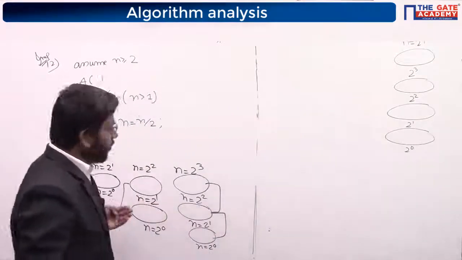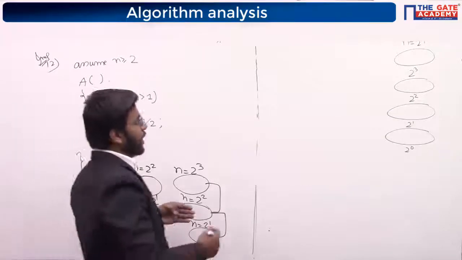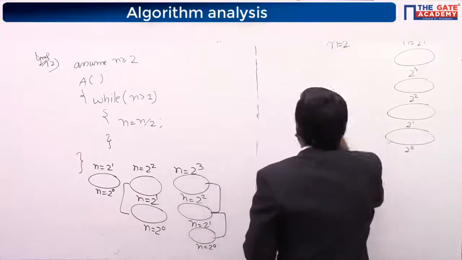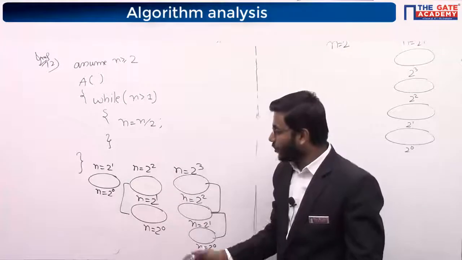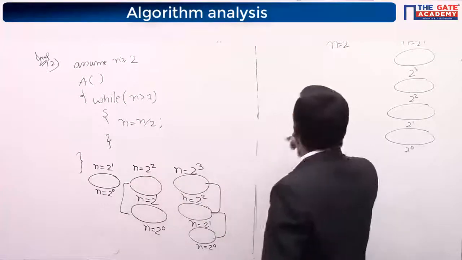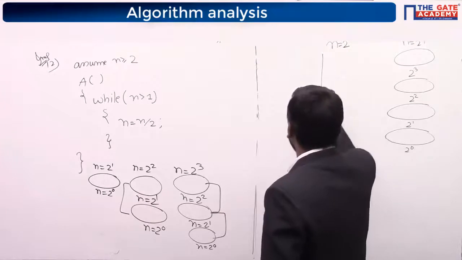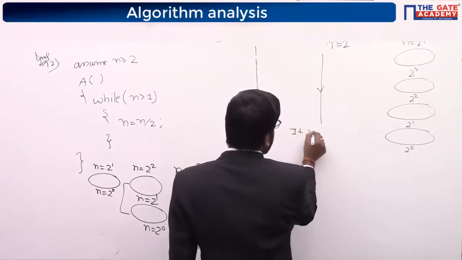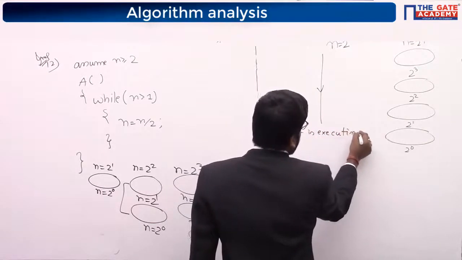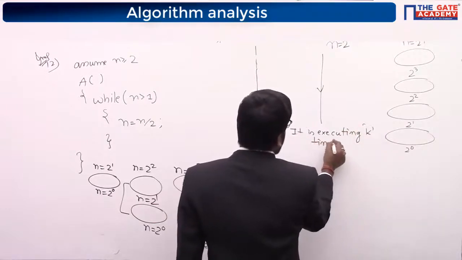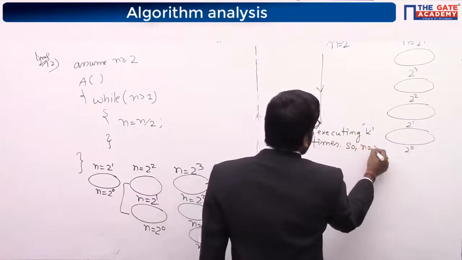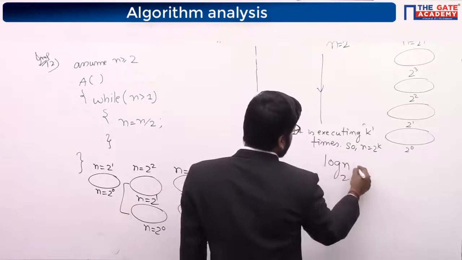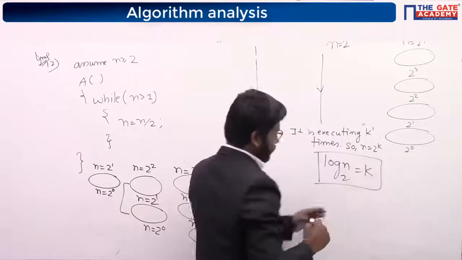So I am assuming now that it is executing k times. So n must be 2 to the power k. Whatever number of times it is executing, that is in the power. So 2 to the power k, k times it is executing. So if n must be equal to 2 to the power k, and if we take log, then log n base 2 is k. So k is log n base 2.